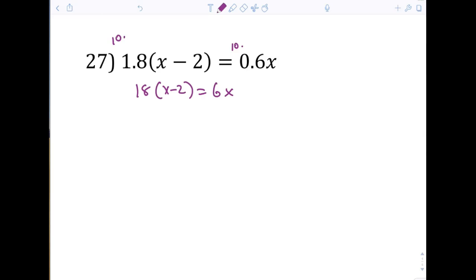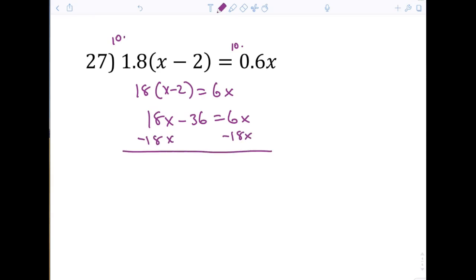Now, Jack, do me a favor. Distribute the 18. What do you get? 18x minus 36. All right, nice. All right, Miss Buchanan, what do I do now? You do negative 18x. Good job. Negative 18x. So now you have to be careful. The 36, is it positive or negative? It's negative. So you bring down the negative 36.